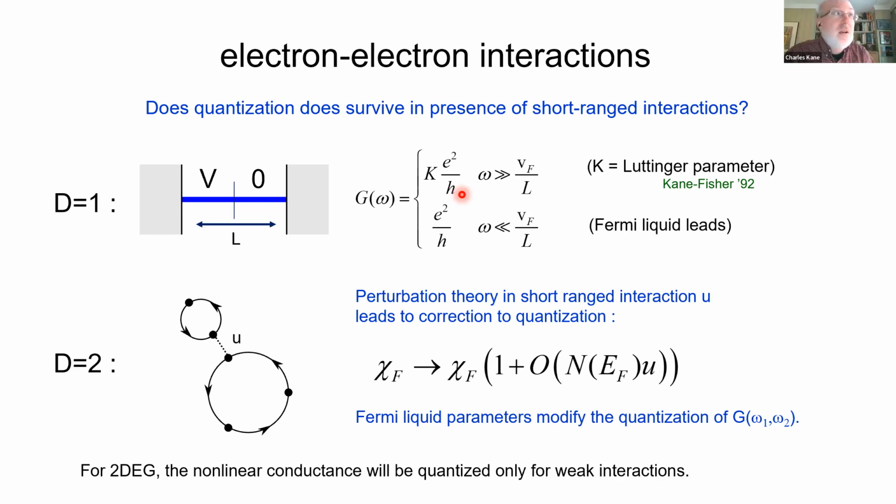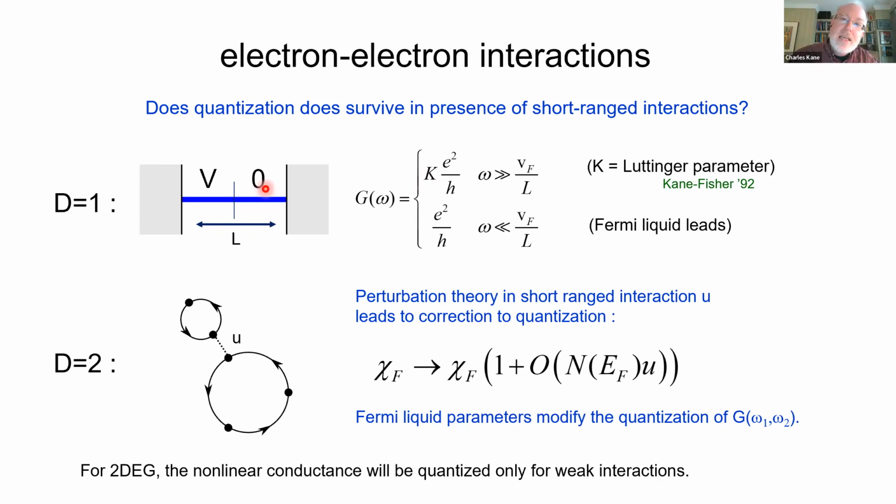Now, shortly after we wrote that paper, there were a whole series of papers explaining why we were wrong. The issue there is an order of limits problem with the frequency compared with this length, with this dwell time, how long it takes the electrons to disappear into the leads. The calculation that we did was at finite frequency in the limit that L goes to infinity. So we have an infinite Luttinger liquid computed at finite frequency, and then the Luttinger parameter screws up the quantization of the Landauer conductance.